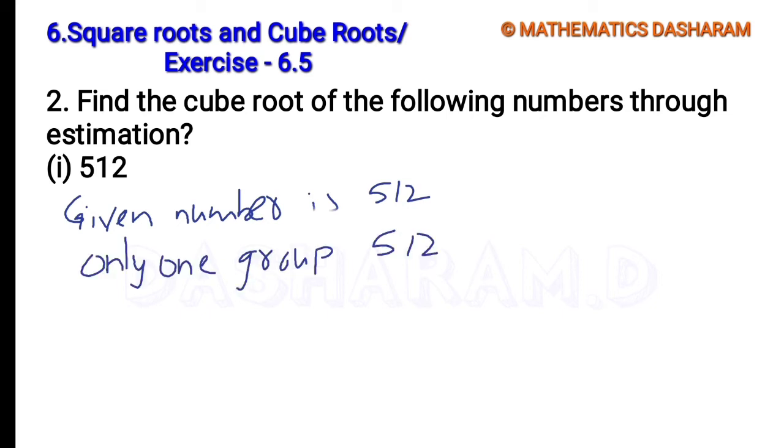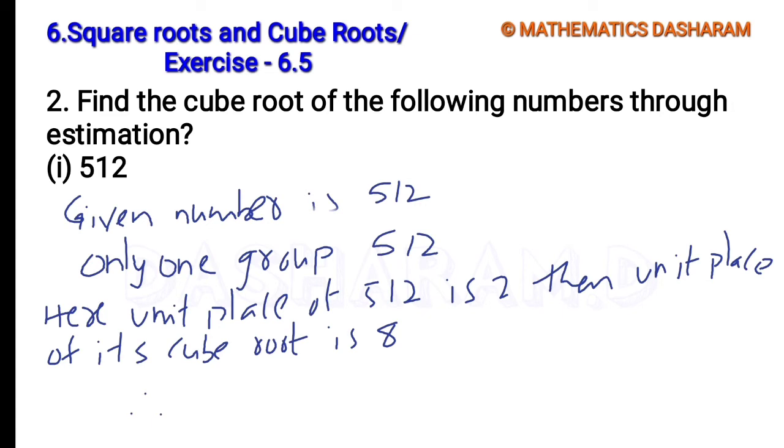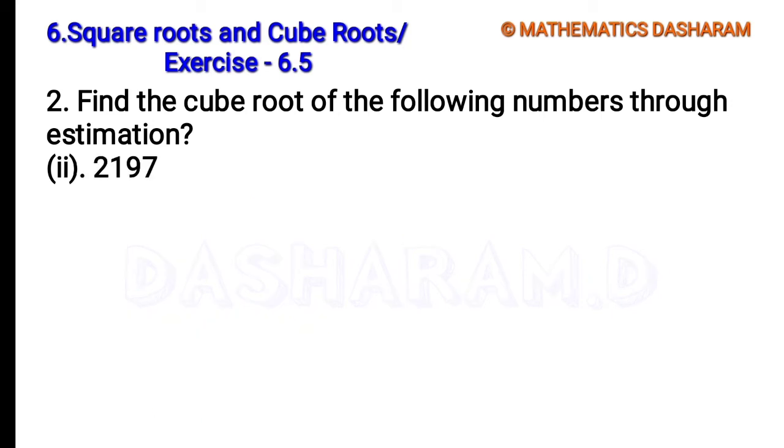Here the unit place is 2. So we know very well that if the unit place of a given number is 2, then the unit place of its cube root will be 8, because we learned this topic previously. Therefore the cube root of 512 is how much? 8 is the answer.